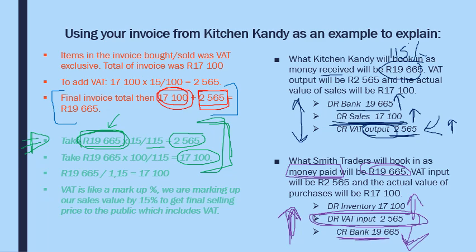Okay, so again, summarizing Smith Traders' purchase transaction one last time. We just spent 19,665, but luckily, of this 19,665, we are able to get 2,565 back by putting it in the VAT column, classifying it as VAT input. We are allowed to get it back. So the actual amount that we spent on inventory is only 17,100.